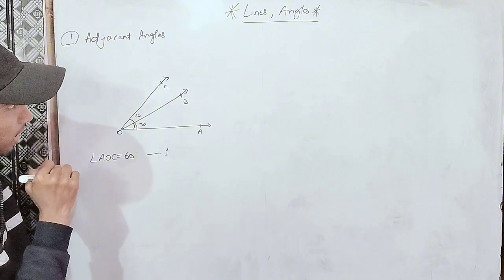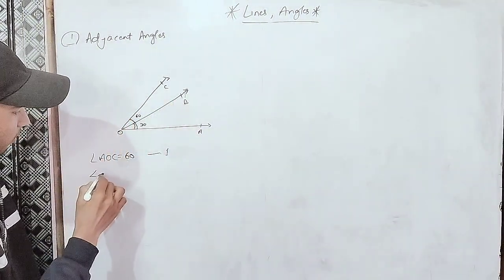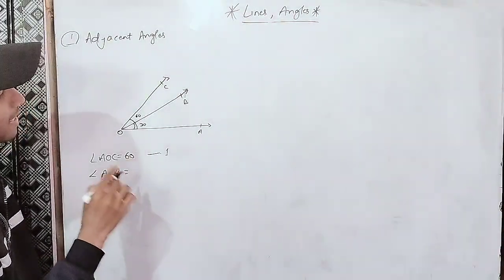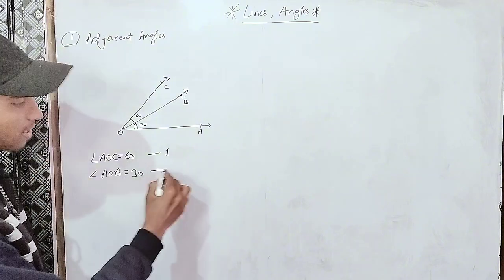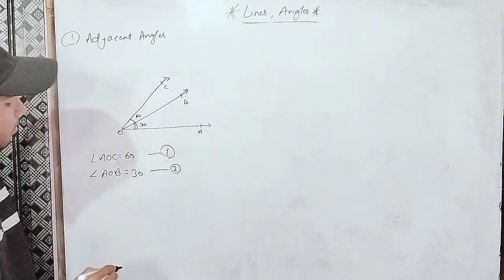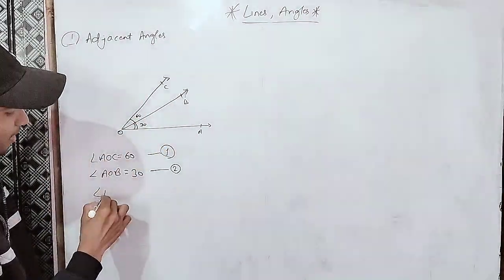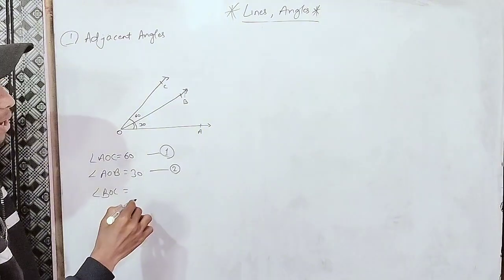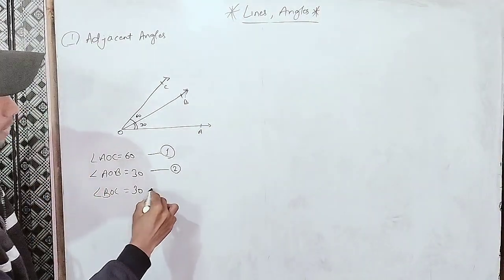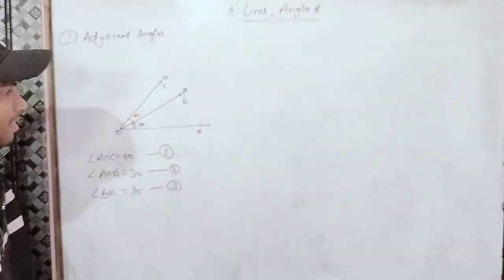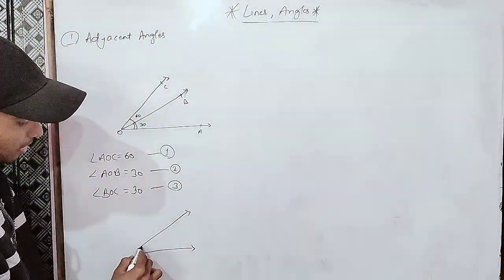Now second, let's find out. We have AOB, which is with a 30 degree. Clear? This is the second. Now next, BOC, which is with 30 degree as well. Okay. So now we have how much? Three angles.